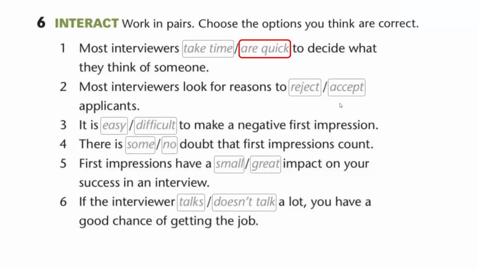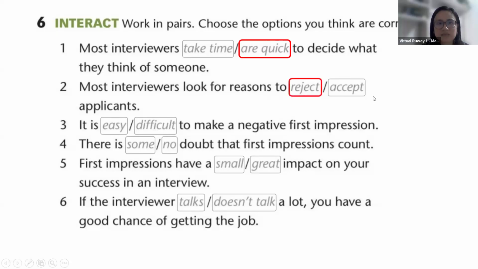Applicants, right? Yes, they look for reasons to accept, yes, but they also can look for reasons to reject, right? To say no to applicants. Correct. Good, right? Remember, this is your opinion too, so both can work. What about Lisbeth, number 3?